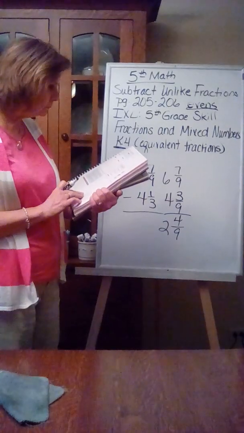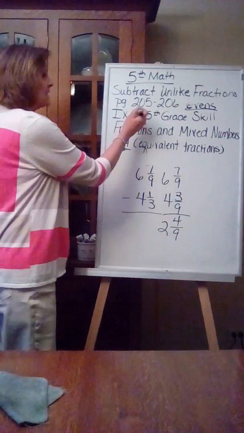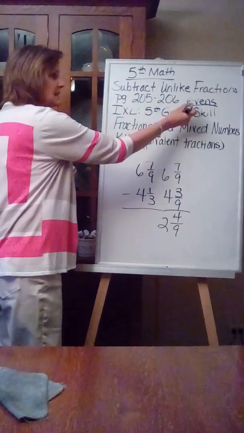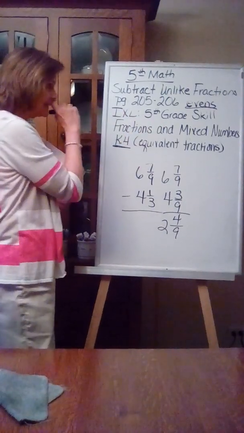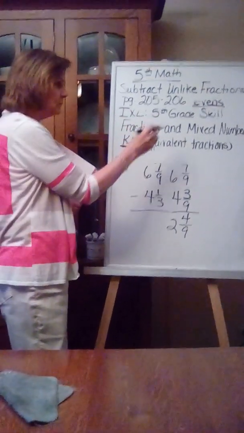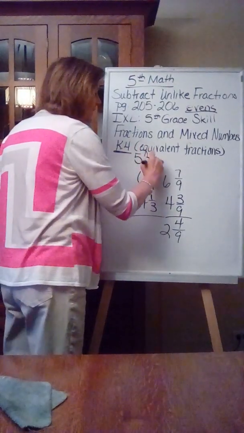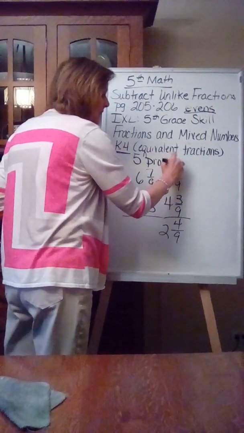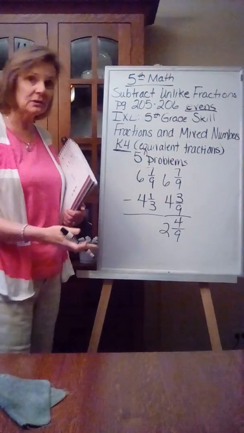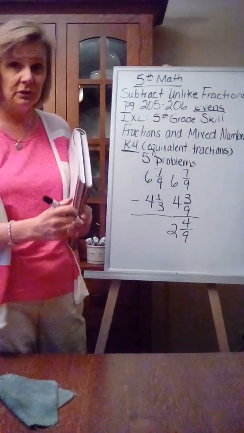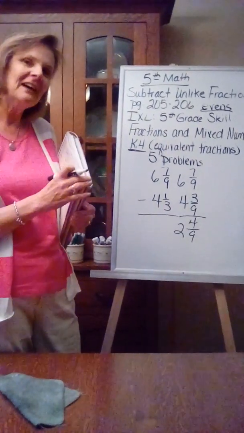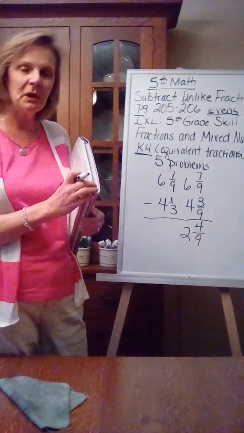And like I said, your assignment is to complete 205 and 206 evens. You do your IXL, 5th grade skill, fraction and mixed numbers, K4, equivalent fractions. Remember, you only need to do 5 problems. This is for me to check to make sure you understand what you're doing and also to catch your attendance. All right? Good luck, guys. If you need any help, have your parents email me.